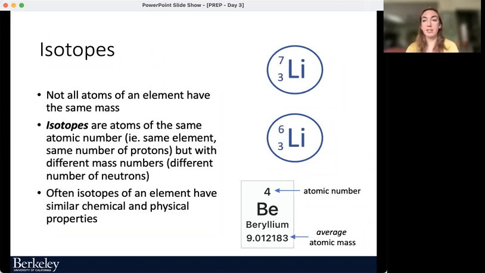So to summarize, isotopes of a given element all have the same number of protons because they're the same element. But a different isotope will have a different number of neutrons. And the mass that's shown on the periodic table is the average of all of the isotopes that exist in the world.